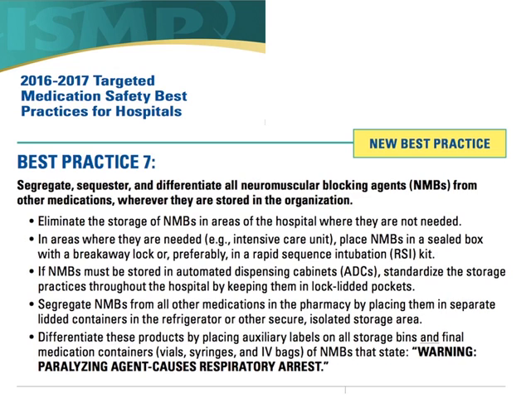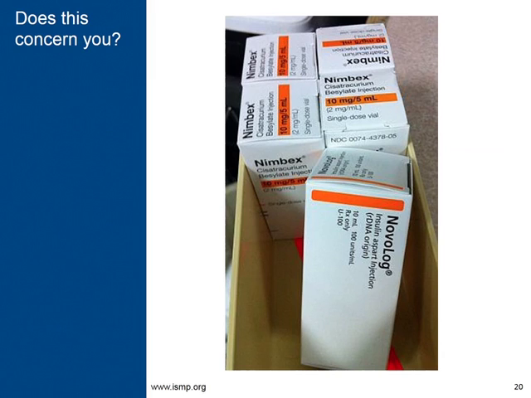Their best practice number 7 says that neuromuscular blockers must be segregated, sequestered, and differentiated from other medications wherever they are stored in the organization. That means within the pharmacy, however they're stored, they need to be stored separately from other products, and they need to be segregated and sequestered. What that implies is that these products are stored away from other items, and that they need to be differentiated. Generally the differentiation is usually via labeling systems. So I'll show you a couple pictures of what that could look like.